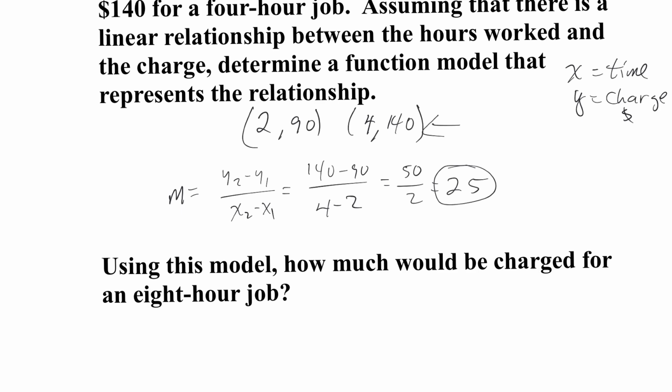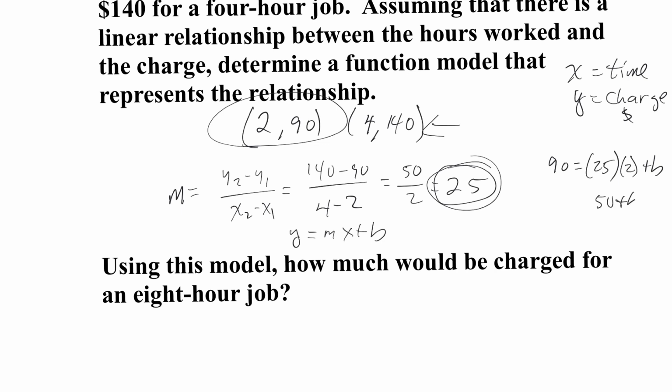Okay, so now I'm going to put in y equals mx plus b, and I'm going to pick one of these points and plug it in along with our m. So I'm going to say y, which is 90, and I'm going to choose (2, 90). 90 equals 25 times 2 plus b. So this is 50 plus b is equal to 90. So b is equal to 90 minus 50, or 40. Which means our model for this is y equals 25x plus 40.